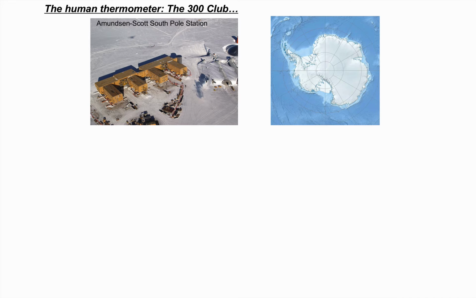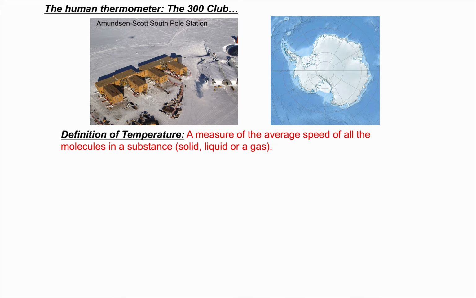Let's talk about the definition of temperature. Here it is. The definition of temperature is this. It's a measure of the average speed of all the molecules in a substance, like a solid or a liquid or a gas. Now, that's an interesting definition because if you ask someone to define temperature, they might define it by giving you adjectives like it's hot or it's cold. But really what it is, it's the average kinetic energy of the molecules in any substance.